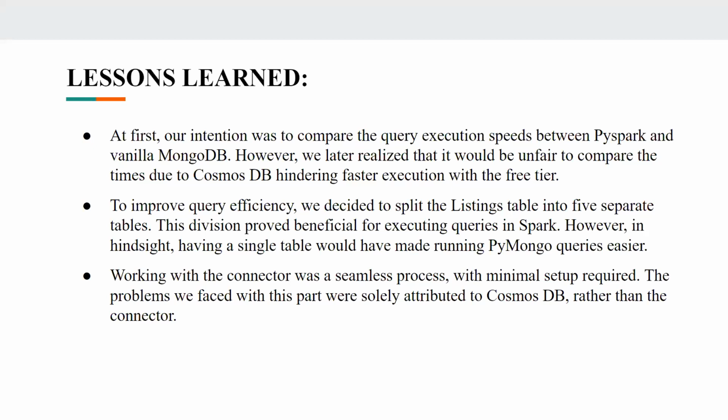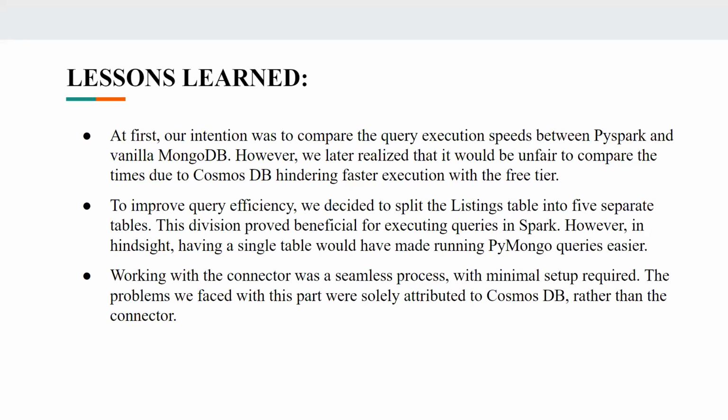At first, our intention was to compare the query execution speeds between PySpark and vanilla MongoDB. However, we later realized that it would be unfair to compare the times because of the constraint that Cosmos DB presents, hindering faster execution with the free tier version. It might be possible with the subscription version, but for the free tier, this is what hindered our initial intention.